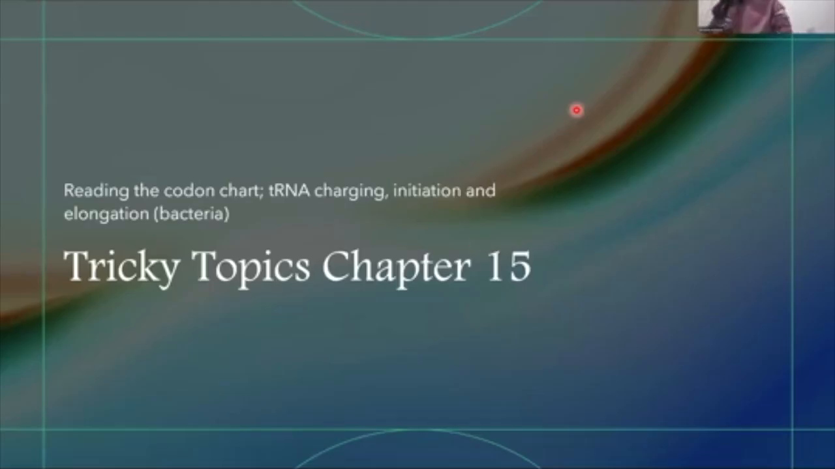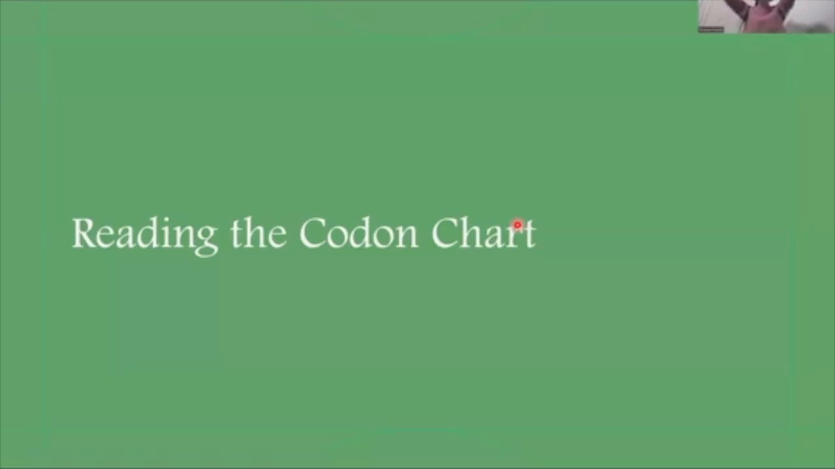Hey guys! So this is the Tricky Topics video for chapter 15. In this video, we're going to cover reading the codon chart, going from DNA or mRNA to our protein with our amino acid sequence. And then in the next video, there's going to be a discussion on tRNA charging, initiation, elongation, and bacterial translation. So let's go ahead and get started with reading our codon chart.